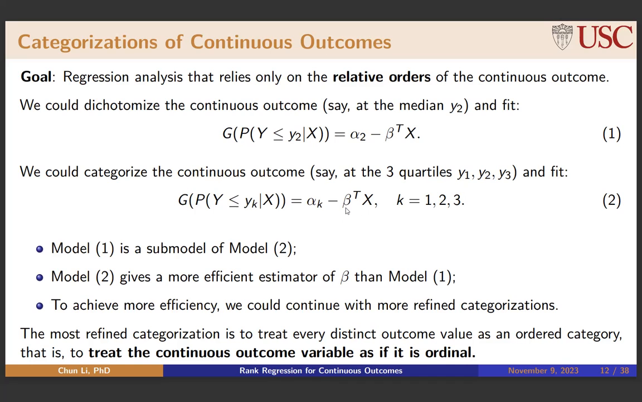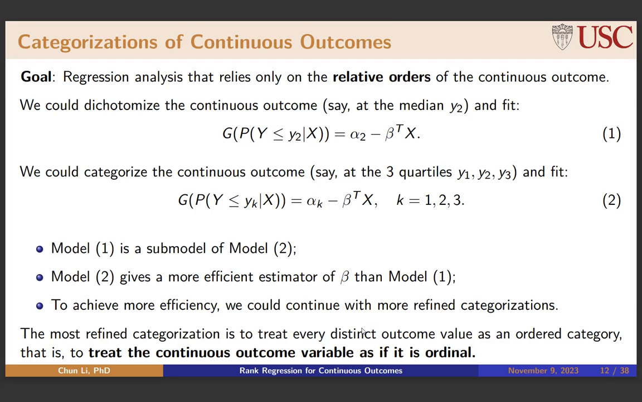If you want to gain more efficiency, you can certainly categorize the outcome into 5 categories, 10 categories, 20 categories. And the most extreme situation would be you treat every observed outcome, as long as they're distinct, as an ordered category. So this is essentially treating a continuous outcome as ordinal.